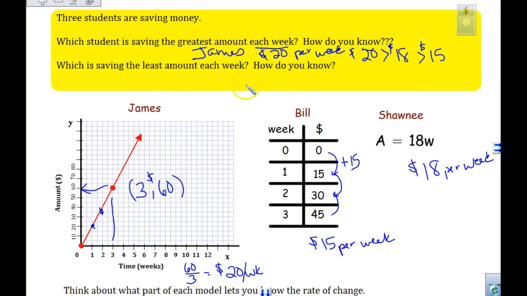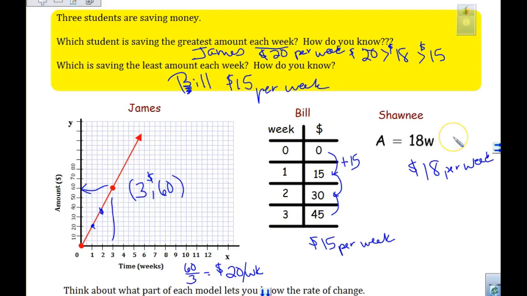It says, which is saving the least amount each week? That would be, who's saving the least on our tables? She saved 18. That's less than 15. Bill, right? Bill was saving, if we were looking at this, 15 per week.